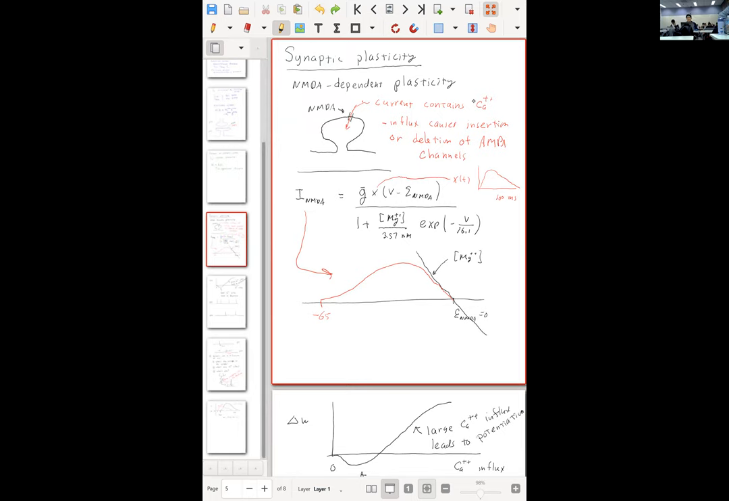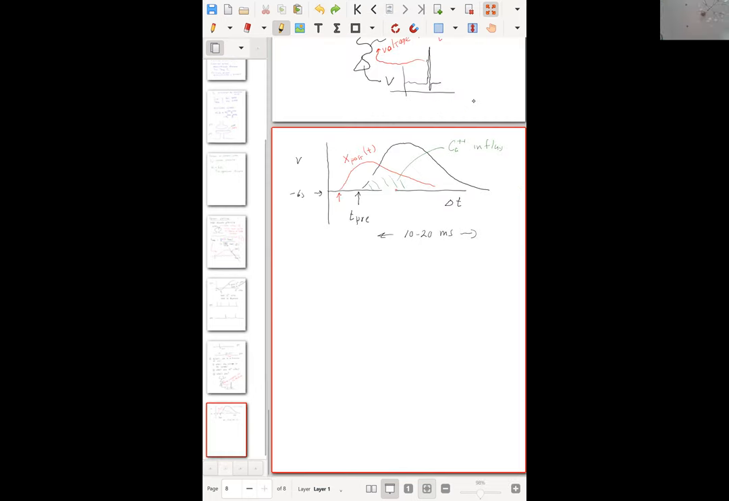So the idea is the postsynaptic neuron fires, the NMDA channels open. The channel's open here. That's where they open, but they're still blocked by magnesium. However, they stay open for a long time. So even in here, they're no longer blocked by magnesium, and yes, calcium influx.